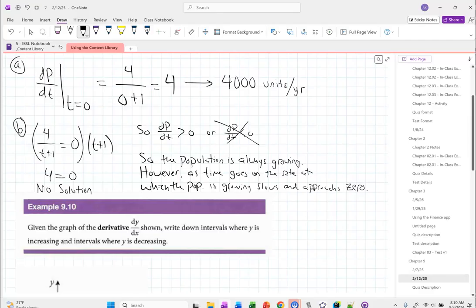So the way I would phrase this is, population is always growing. However, as time goes on, the rate at which that population is growing is slowing and approaching 0. Does that feel like a good description here? Now, do you think this is common in a biological population? That as the population is growing, eventually it levels off and we just hit a stable population.